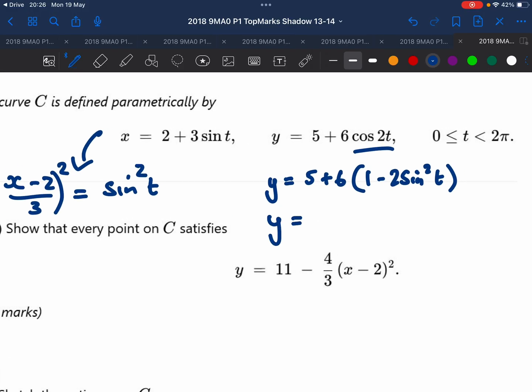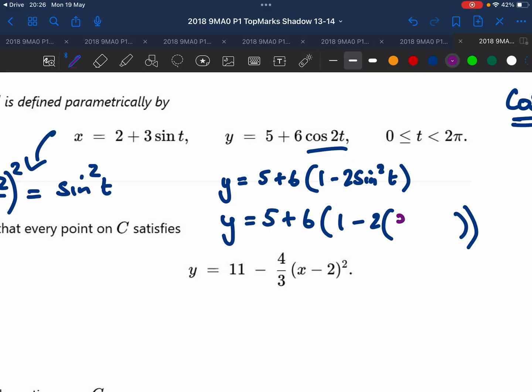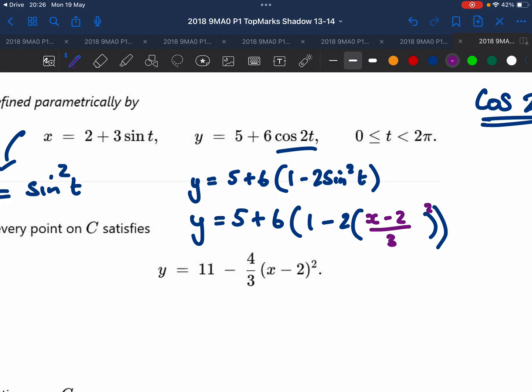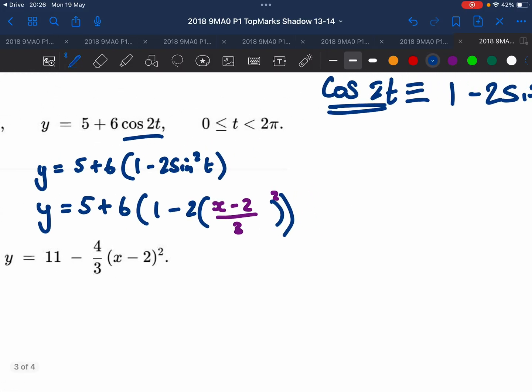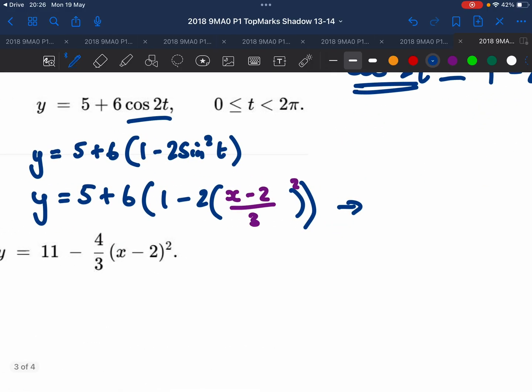So that's going to be y equals 5 plus 6, 1 minus, going to be slightly careful here. So that's why I'm doing lots of bracketing. So sine squared is going to be x minus 2 over 3 all squared. So if we do a bit of tidying up, we should get to this result here underneath. So let's do a little bit of tidying up, because I think this is a show that question, isn't it? Yes, it is a show that question. So, well, that's going to be an easy fix. That's where our 11 is going to come from.